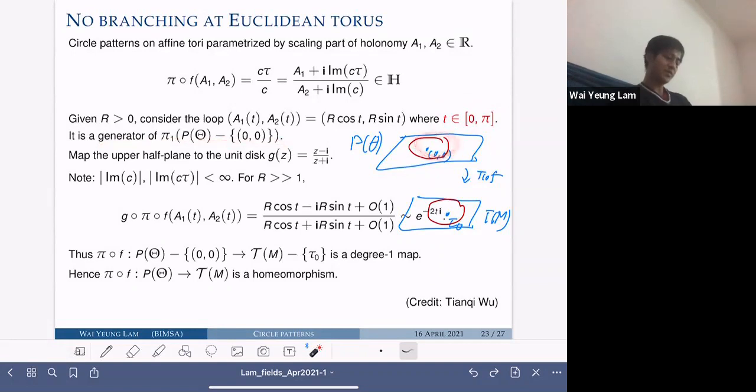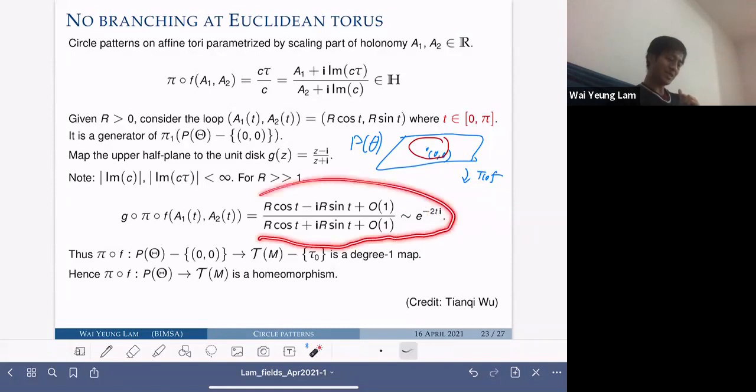Now what you're going to do is, you have this upper half plane here, and you map it to the unit disk. One observation is that you know this guy is bounded and this guy is bounded. So if you look at the composition of this mapping, then you can see something like this. And if you make this go to infinity, so make it very large, then these two terms will be gone, so what is left is this term.